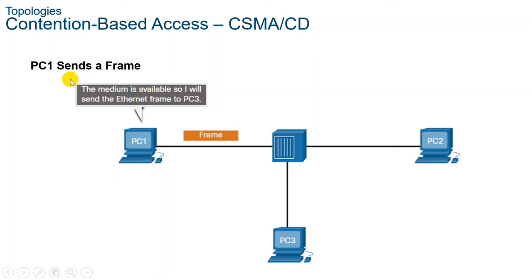Contention-based access using CSMA/CD. Basically, that would start with PC1, which has an Ethernet frame to send to PC3. Now the PC1 NIC needs to determine if any device is transmitting on the medium. If it does not detect a carrier signal, in other words, it is not receiving transmission from another device, it will assume the network is available to send. Then the PC1 NIC sends the Ethernet frame when the medium is available, as shown in the figure here. The assumption is that the cable is available for use and therefore PC1 has sent the frame on the cable.